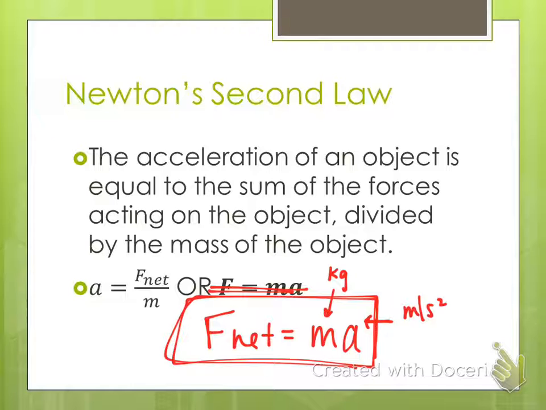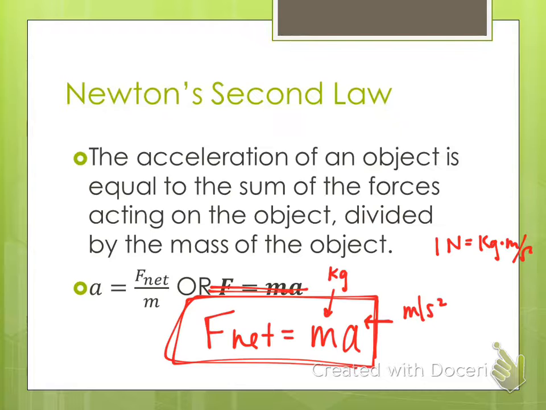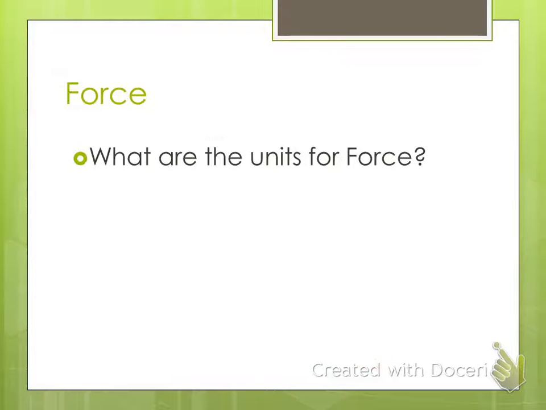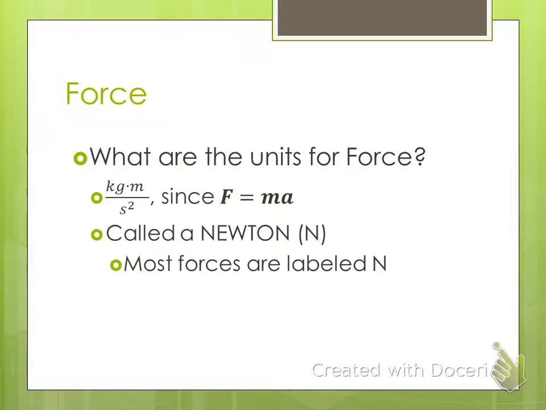So a Newton, which is a measure of force, 1 Newton is kilograms times meters per second squared. That's what the unit for force is. But we've now abbreviated it down to call it a Newton. 1 Newton equals kilograms times meters over second squared. That's what a Newton is. I'm going to give you that on the next slide, I think, but I just got ahead of myself. So units for force are newtons.